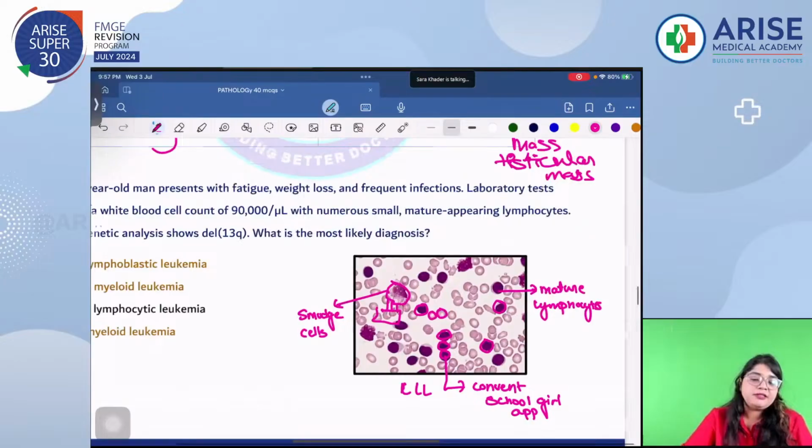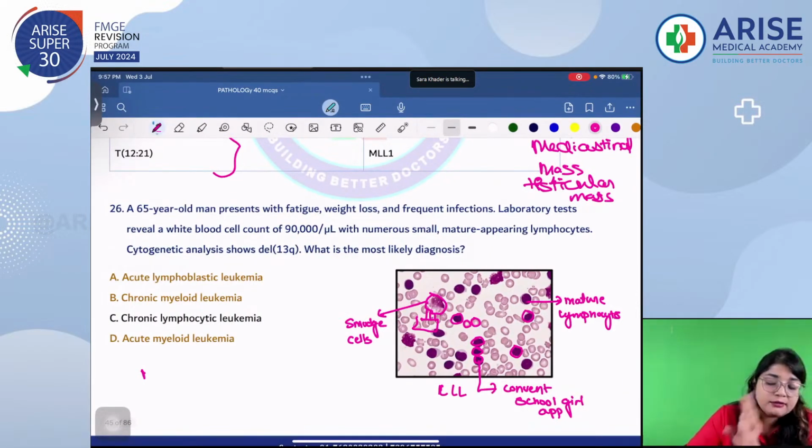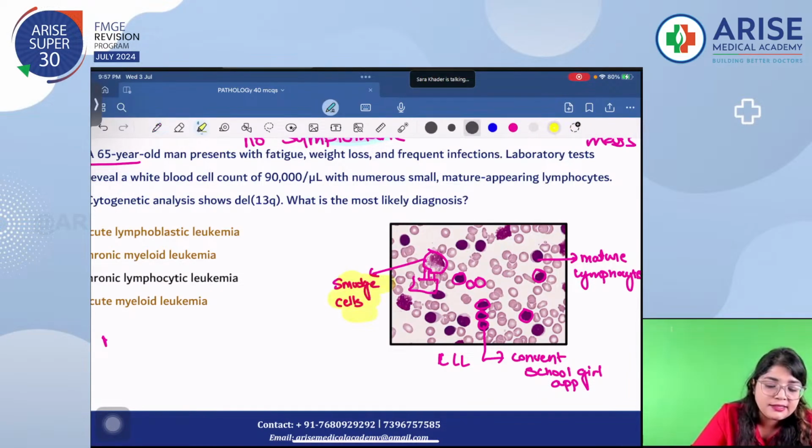Remember, this patient is usually having no symptoms. Whenever we differentiate between chronic lymphocytic leukemia and chronic myeloid leukemia, remember that the differentiating factor is that this is usually a patient that has no symptoms, usually asymptomatic. You see these cells with that convent schoolgirl appearance, plus these lymphocytes are fragile, so when you're putting the slide, they can break and produce smudge cells, right?